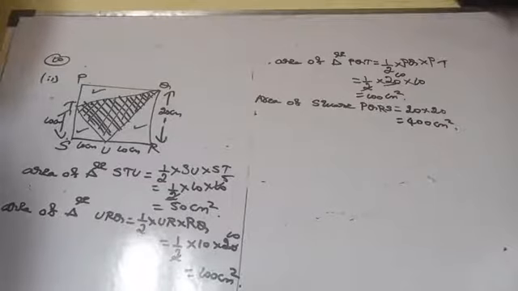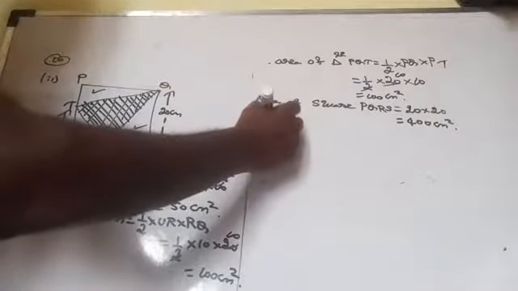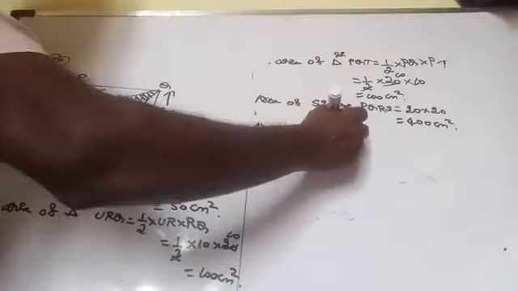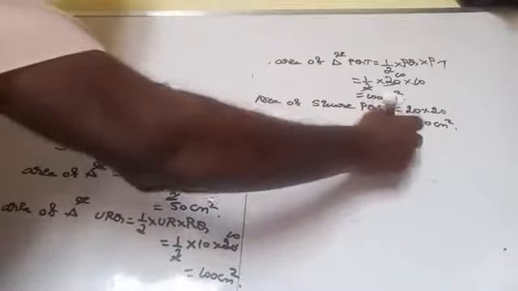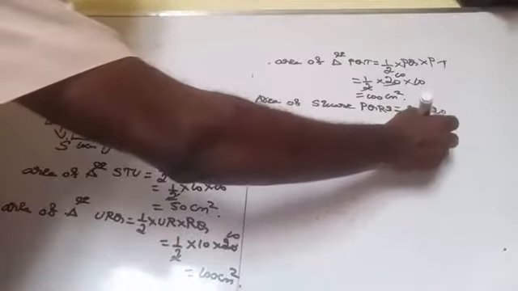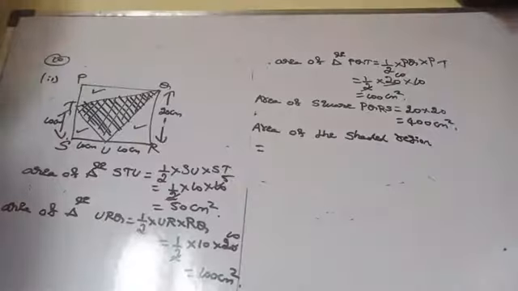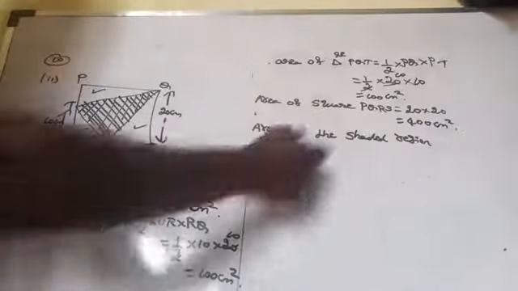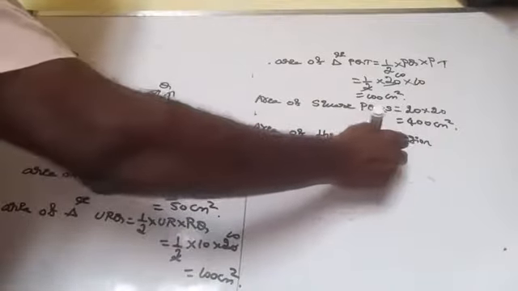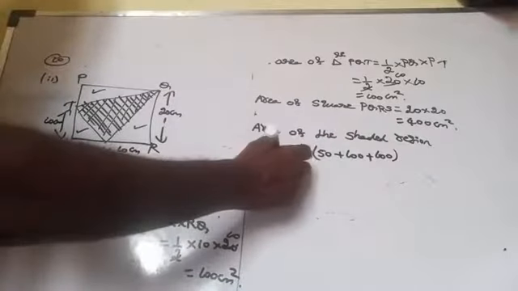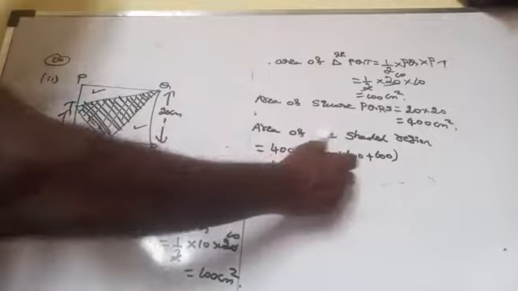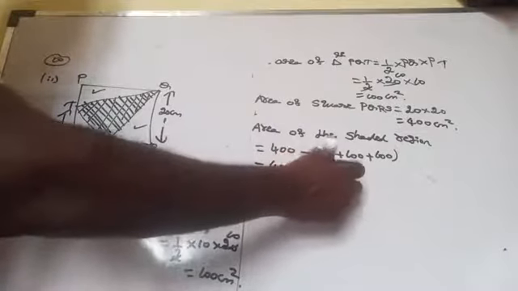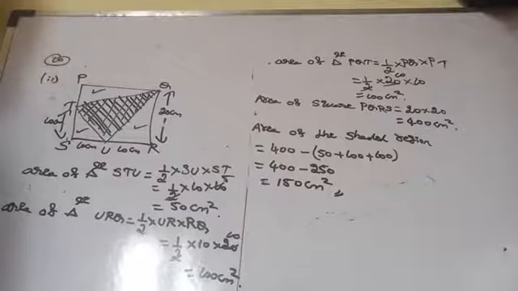Now what are you trying to find? Here you are trying to find the area of the shaded region. Therefore, area of the shaded region is equal to 400 minus 50 plus 100 plus 100, which is equal to 400 minus 250, which is equal to 150 centimeter square. Which is the required area of the shaded region.